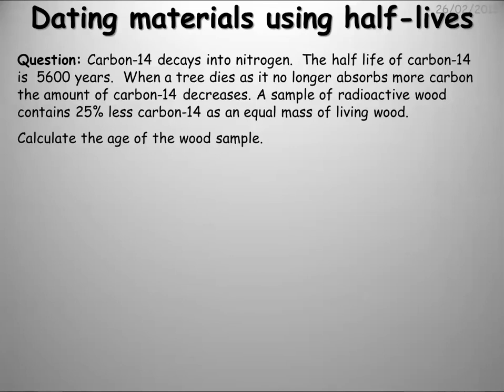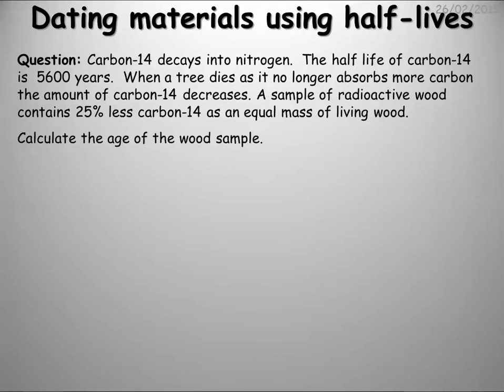And if we can compare that with a living sample, we can actually work out how old the particular sample is. So we've got a sample of dead wood, and it contains 25% less carbon-14 than an equal mass of living wood. In other words, it's got a quarter of the original carbon-14 that it had when it was alive. So we need to work out how long it takes for a sample of radioactive material to lose its radioactivity such that it's only got a quarter left. So I'll give you a few minutes to think about how you might do that. Pause the video, give yourself some time, and then run the video when you are ready for the solution.